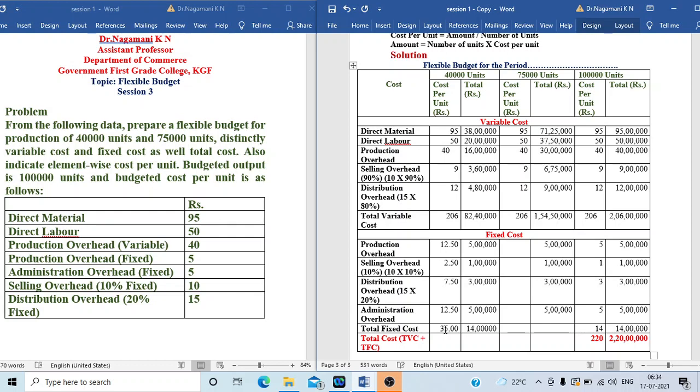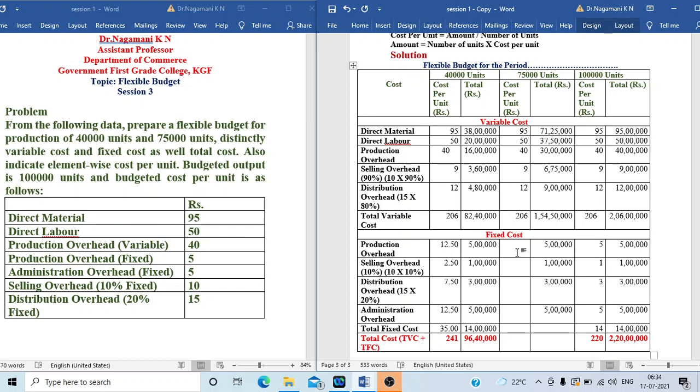So we can put the total cost. The formula for total cost is total variable cost plus total fixed cost. That is 206 plus 35 is 241. Then 82 lakh 40,000 plus 14 lakhs is 96 lakh 40,000. Next, the remaining is for 75,000 fixed cost per unit we need to calculate.